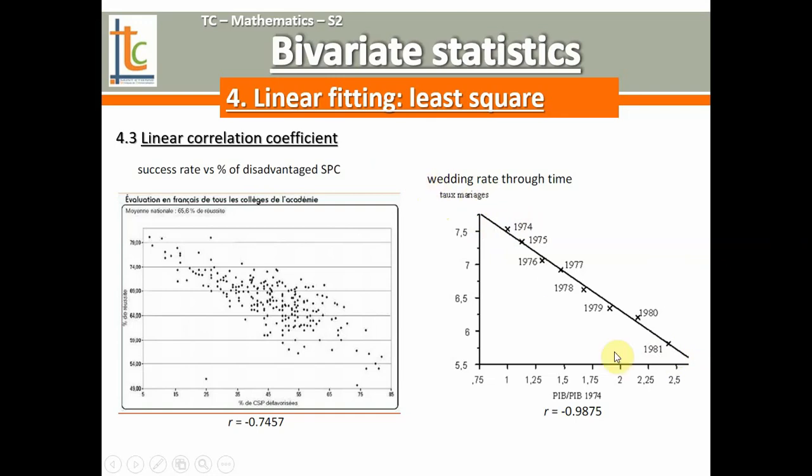So this example was just to tell you that you mustn't make any confusion between correlation and causality. There is no cause and effect relationship from the GDP to the wedding rate in a country, in France for example.